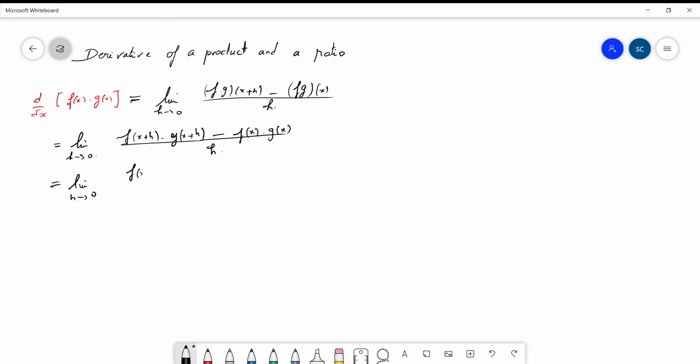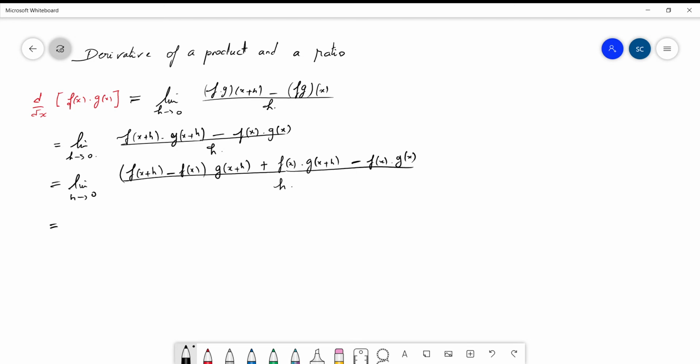So f(x+h) will need minus f(x) to get the derivative. I have g(x+h), so I have the same term here. Now I added a term that is not given, so I need to remove it. So I add plus f(x) times g(x+h) minus the remaining term that we have already, and everything is under h.